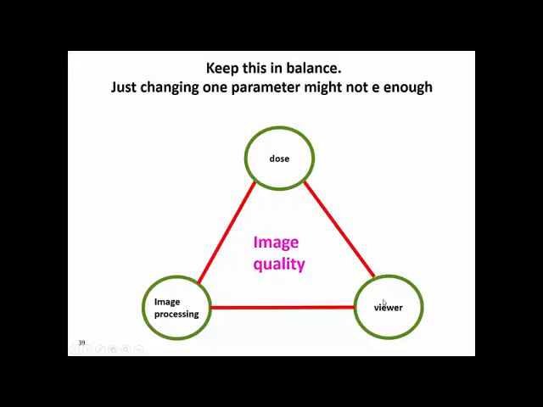So whenever we change one of these 3 circles, we have to at least work on another one to keep this triangle balanced. If we want to reduce dose, we have to go to the radiologist and say, look, your images will be more noisy, is this okay for you or not? If it's okay, it's fine. If it's not, we have to go to image processing and change something there. Or if the customer tells us, I need sharper images, we can give him sharper images by image processing, but then we would have to have a discussion about noise. If the noise impression in this sharper image is okay, we are fine. If not, we have to change the dose at the same time.